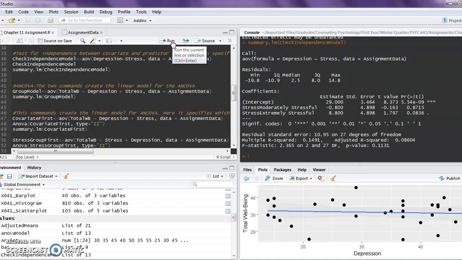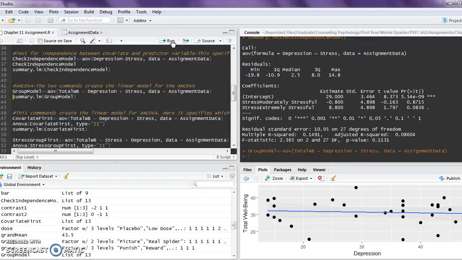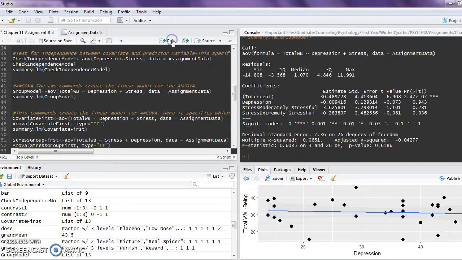So now we're gonna do our ANCOVA model. This command allows me to create a linear model for the ANCOVA model, and then we're gonna do a summary.